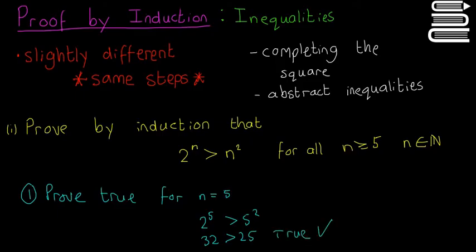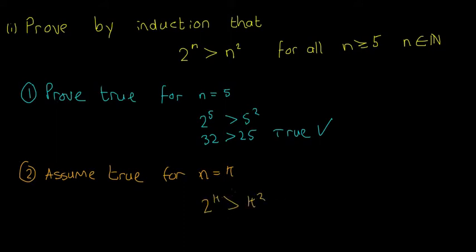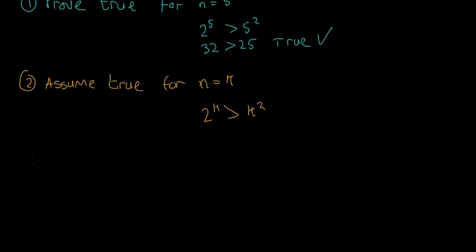So the next case, we're going to do the exact same thing. So we're going to say n is equal to k. Step 2 is we're going to assume true for n is equal to k. So that means that 2 to the power of k is greater than k squared. Now I'm going to go down and we're going to do step 3. Again, it's always the same rigorous process. So now we have to prove true for n is equal to k plus 1.